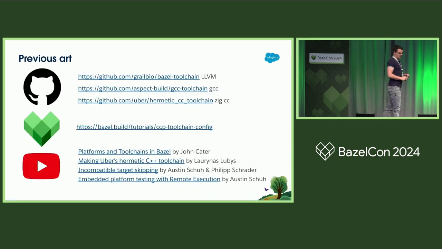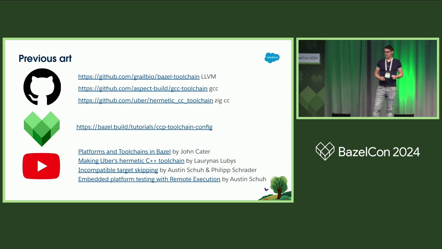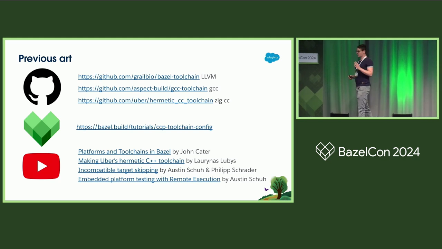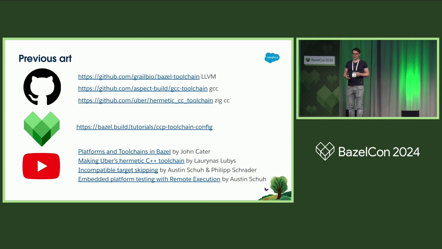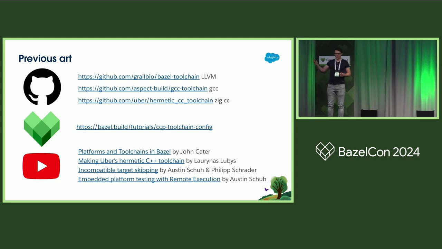Luckily, by now, there are a lot of resources around to get you started. Just for C++ alone, there are three open source projects that I'm aware of that give you a well-configured, hermetic C++ toolchain. The documentation is really good by now as well. There's even a tutorial on how to write toolchains. And there have been several BazelCon talks in the past about toolchains or related topics. So there is a lot of stuff around by now you can leverage.